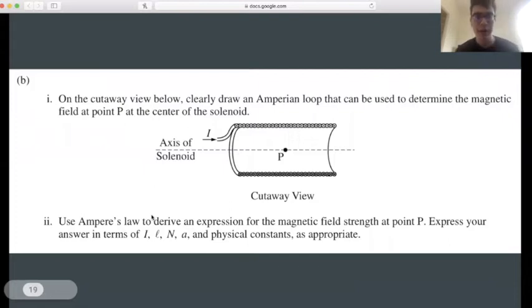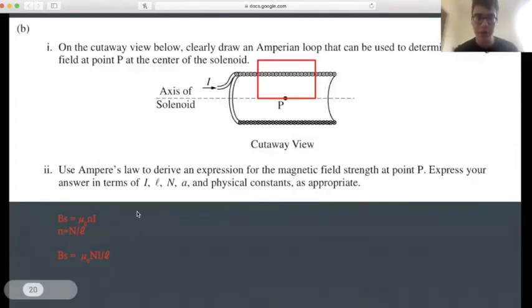On the cutaway view below, clearly draw an Amperian loop that can be used to determine the magnetic field at point P at the center of the solenoid. And then part 2, use Ampere's law to derive an expression for the magnetic field at point P. Express your answer in terms of I, L, N, A, and physical constants as appropriate. So let's get right on with part 1. We know that an Amperian loop is going to be a rectangle about the center, and conceptually, the only significant part of this rectangle will be the part along the axis of the solenoid.